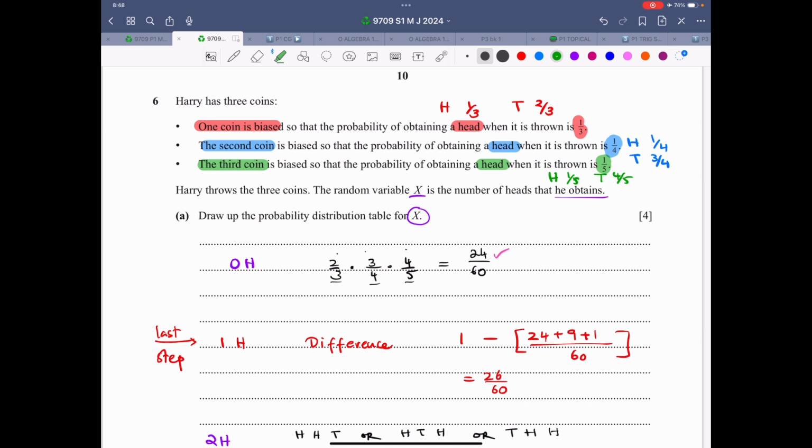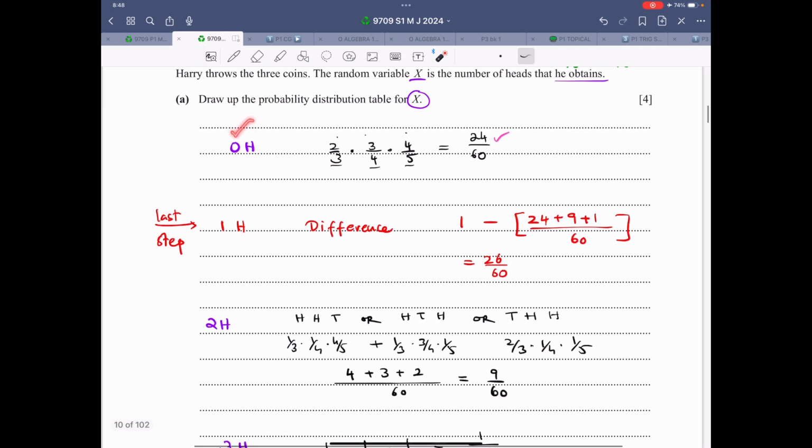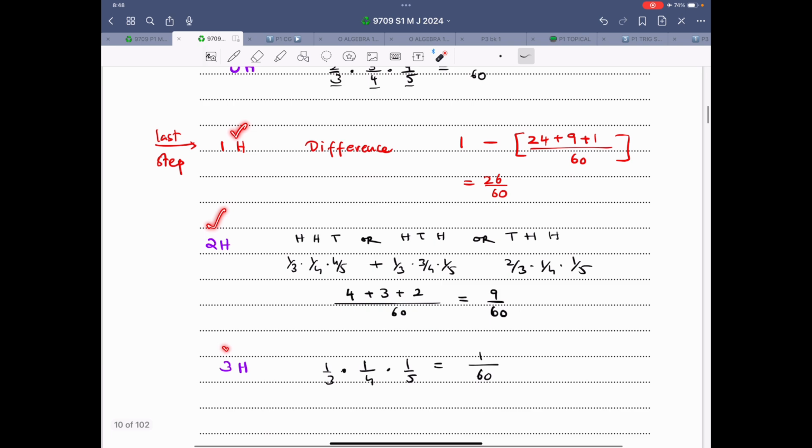Now this is comparatively easier as compared to that X and Y and the 4-sided die. Now it says draw up the probability distribution table for X. What is X? Harry throws 3 coins. X is the number of heads that he obtained. So the person could obtain 0 head, 1 head, 2 head, 3 head.